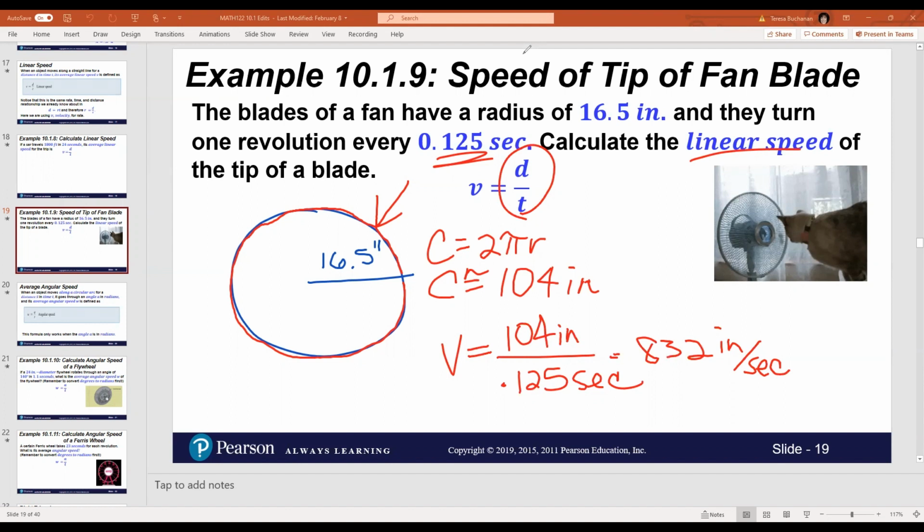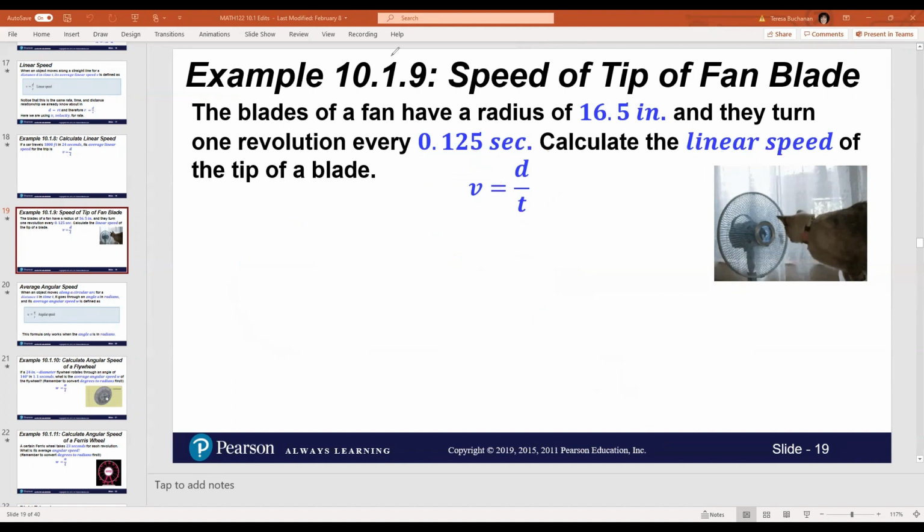I suspect that that's an unrealistic speed, but that's the way the numbers came to us, so we'll let it be. Okay.